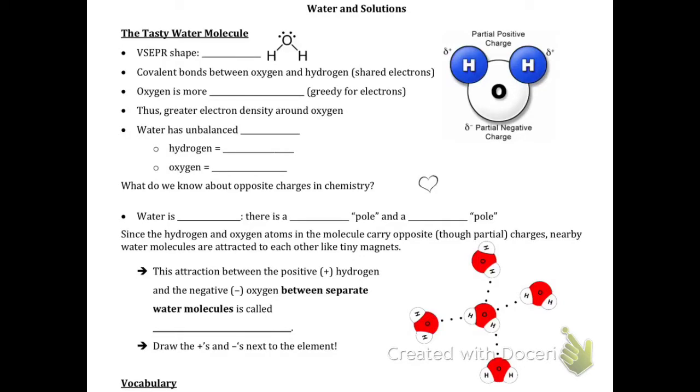All right, we're going to start a brand new unit. It's called Solutions. And to start off the unit, we're going to start by talking about water. So the tasty water molecule. A long time ago, we talked about the Vesper shape, right? The Vesper shape. So the shape of water is what we call bent. Okay, so it's a bent shape.